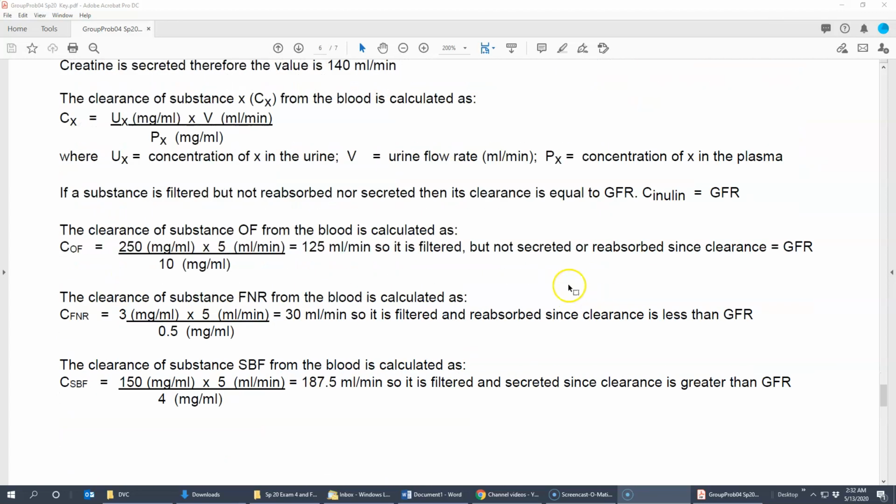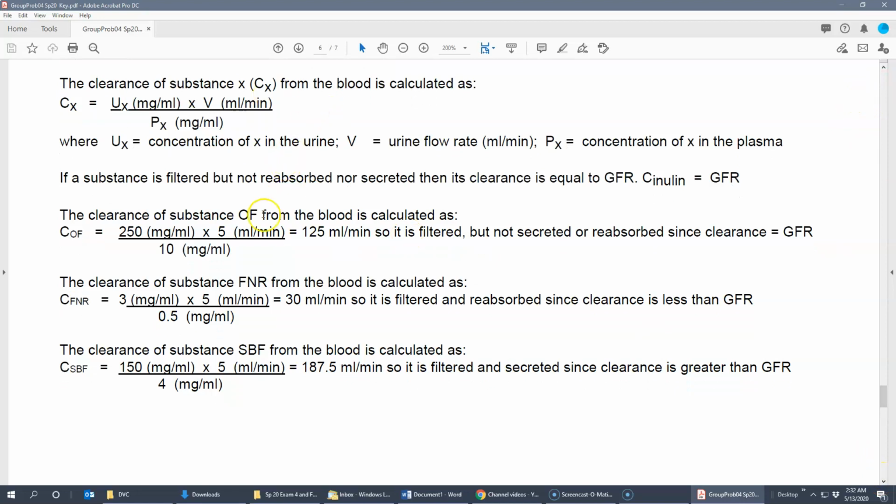All right, so let's look at some of the different things. So to measure clearance, right, you have to remember this formula.